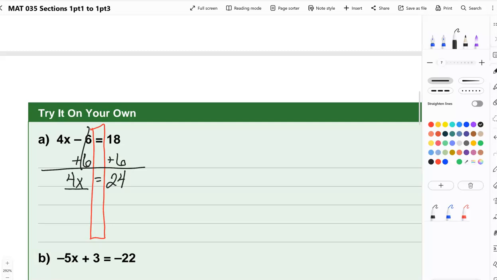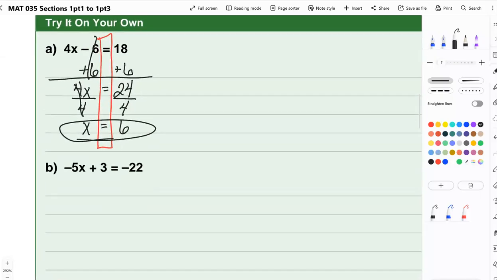The opposite of multiplying is dividing. So now I have 4 divided by 4, which is 1. So I have 1 times x, so that's just x. 24 divided by 4 is 6. So x is equal to 6.